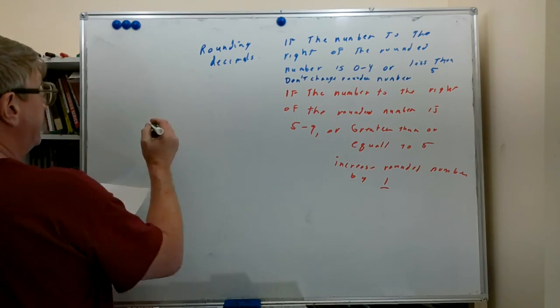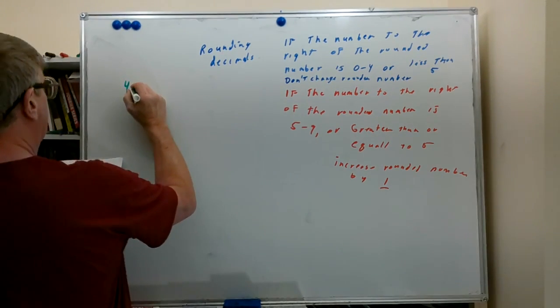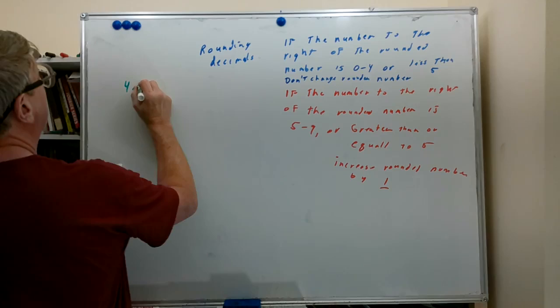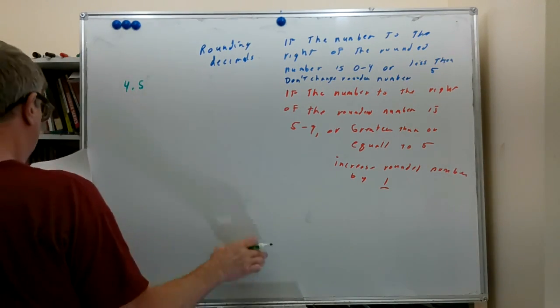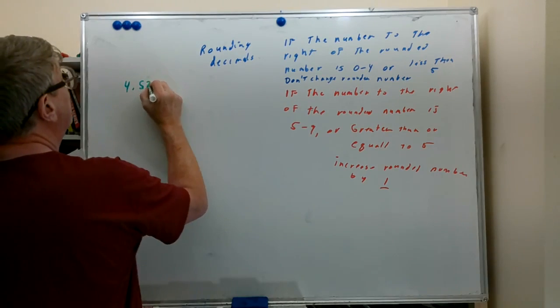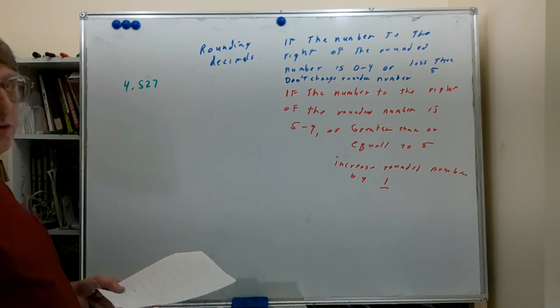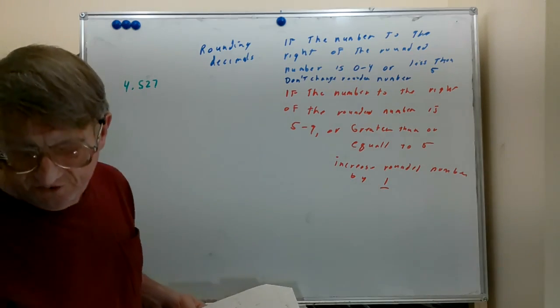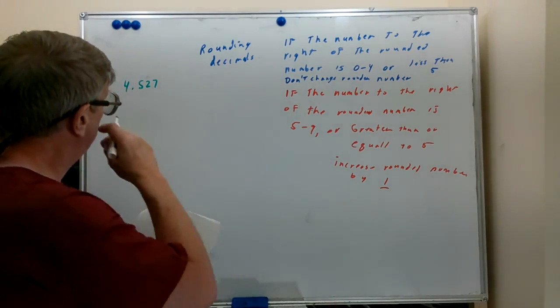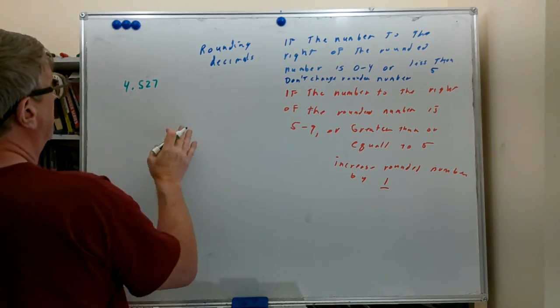Now, we're going to take the number 4.527. First, we're going to round this to 1 decimal place, or to 1 significant digit. Well, 1 significant digit.